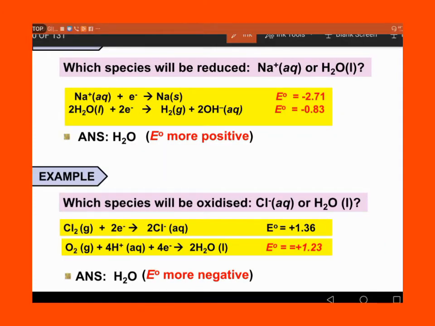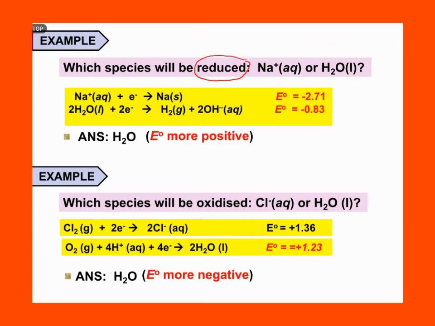Look at the example. The first one, which species will be reduced? Either sodium ion or water. To answer this question, you must check the species that undergoes the reduction process. The reduction process between sodium ion and water can be checked in the SRP table, and we can write the equation for the sodium ion as shown. We just take out the E0 value: for the sodium ion it is negative 2.71 and for water it is negative 0.83.